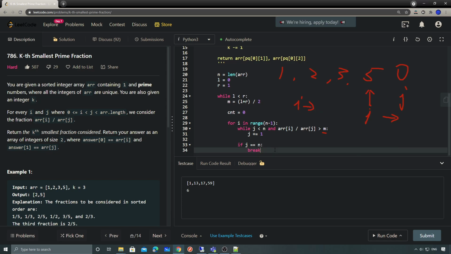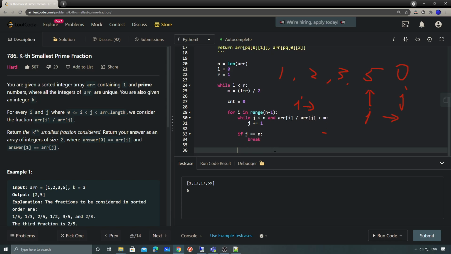That's why we can simply break when the j has moved outside of the array here. Otherwise, we just increase the count. Since j's on the left side are all the pairs which are greater than the current threshold, anything that's on the right side is smaller. That's why we do n minus j, right?